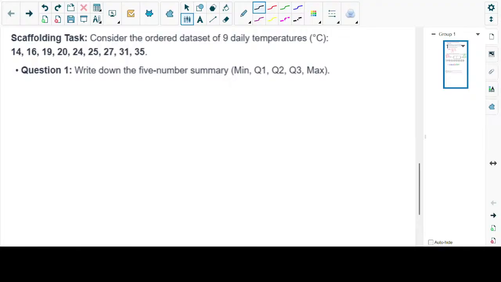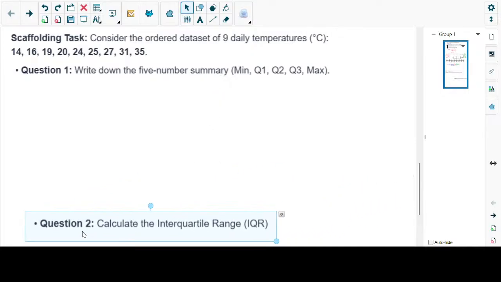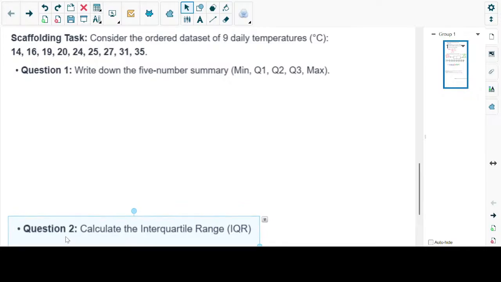So let's start with number 1. Remember, we spoke about getting the 5 number summary. It's 3 marks here. What is the first step that we need to do before we do the 5 number summary? We need to check if our data is an even or an odd set of data. Am I wrong? Yeah, you're wrong. You're not listening.